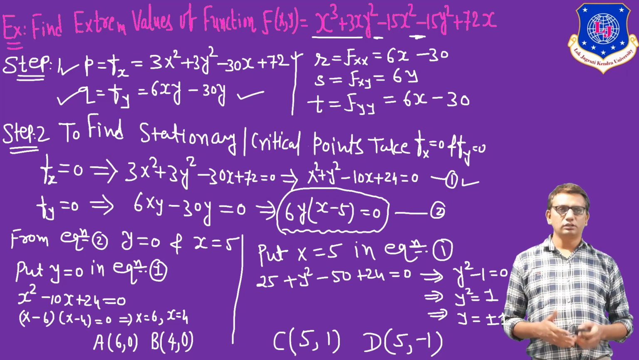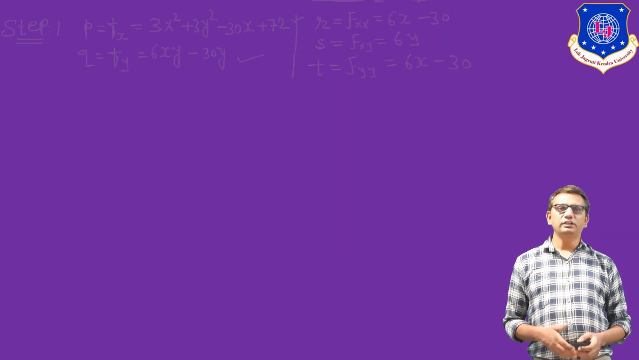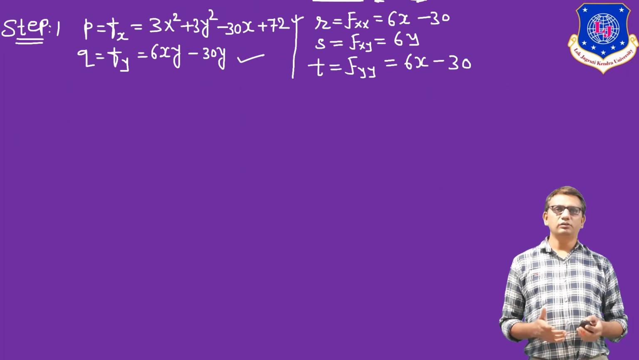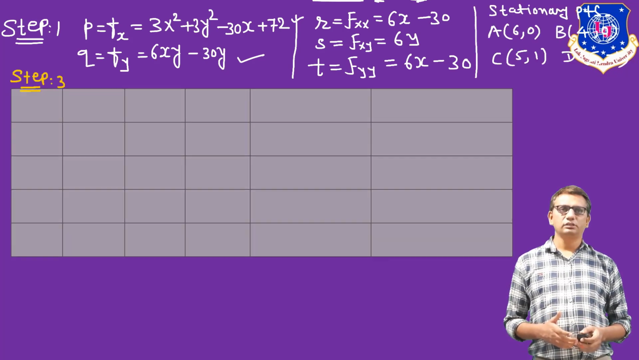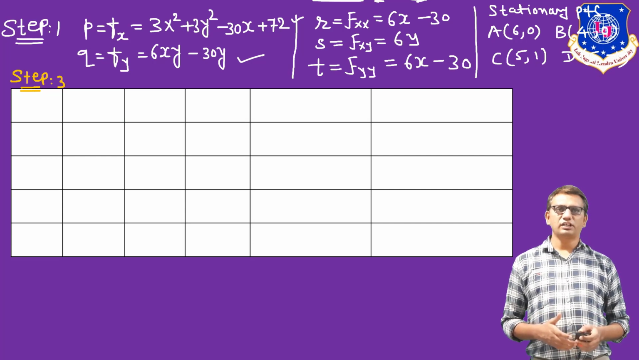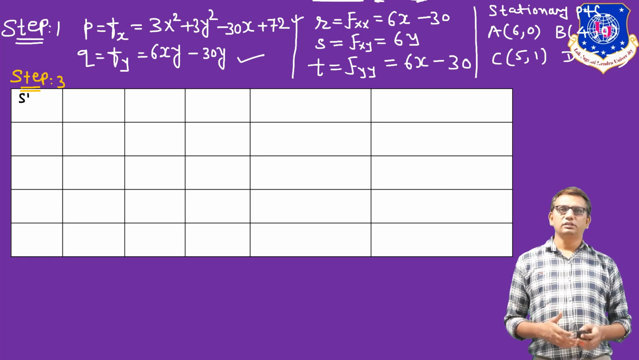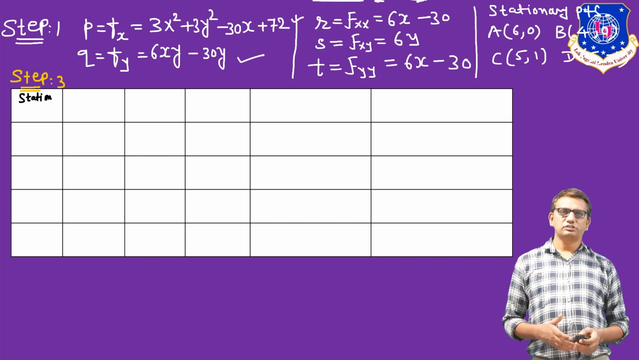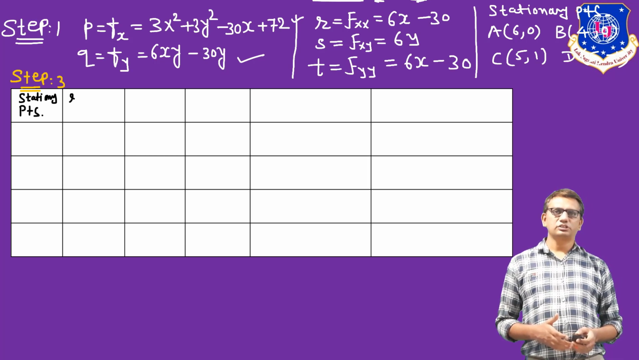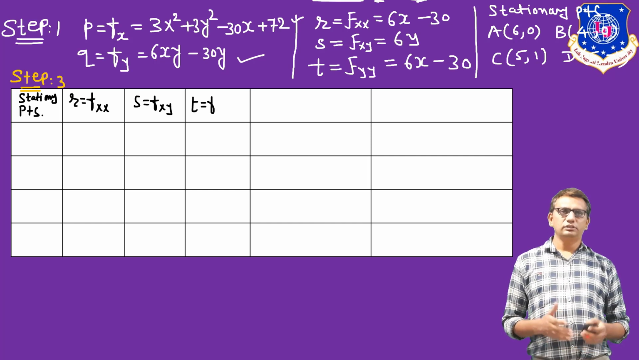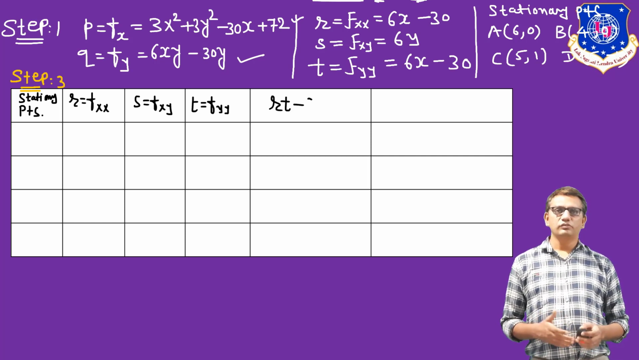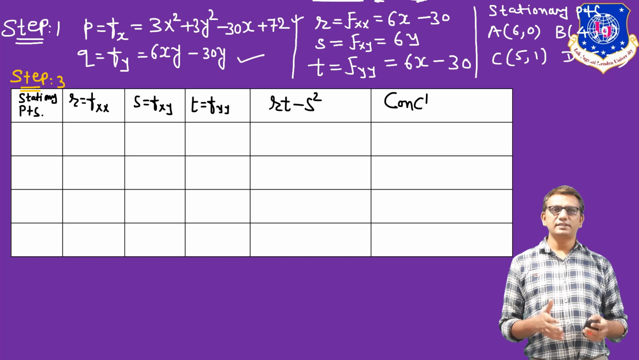Now we will calculate the maximum and minimum values at these particular stationary points. So finally, we write down our first step again. Already we found it out. Now we draw the table in step number 3. Here the stationary points are given in step number 2. We already know r, s, t.